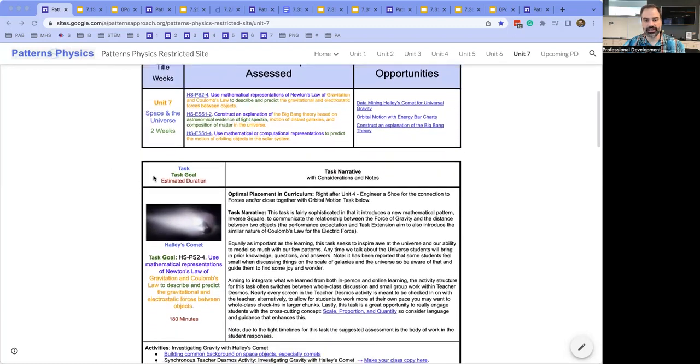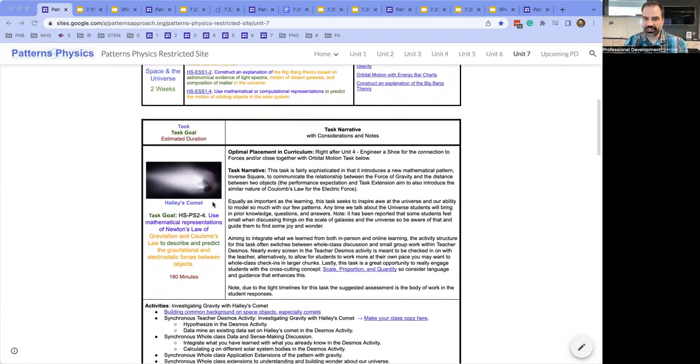Here's Halley's Comet. Ideally, there's a lot of flexibility. This does not have to come at the end of the year. So these are 3 two-day activities. So if you have 2 days before winter break, you can do Halley's Comet, or you could do any one of the 3. They do have an ideal placement though. So Halley's Comet being about universal gravity, it is optimally placed after Unit 4, where they've learned about forces.